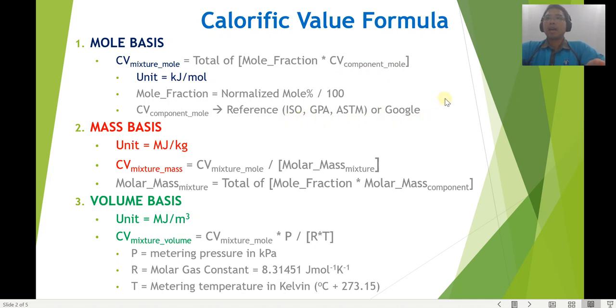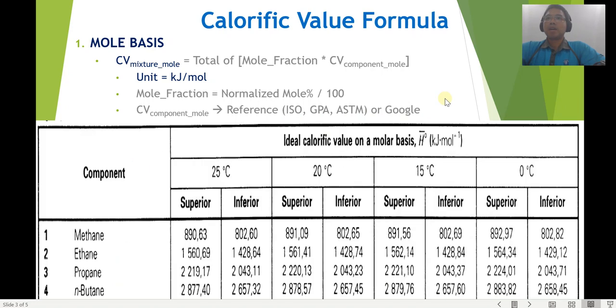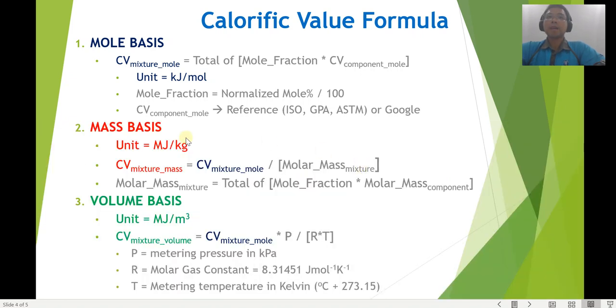When you trace for this number, you will see that they provide the values at different temperatures. So make sure that you pick the correct numbers with the correct temperature that you want to perform your calculation. For mass basis, it will be using the number from the mole basis divided by the molar mass of the mixture. I will show you step by step how to do all of this in Excel in a second.